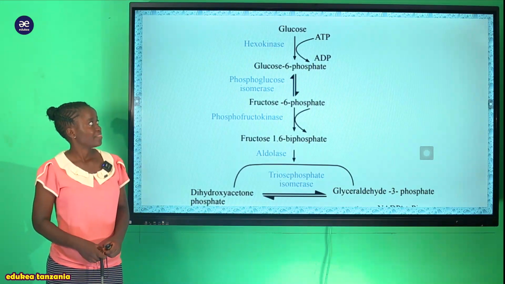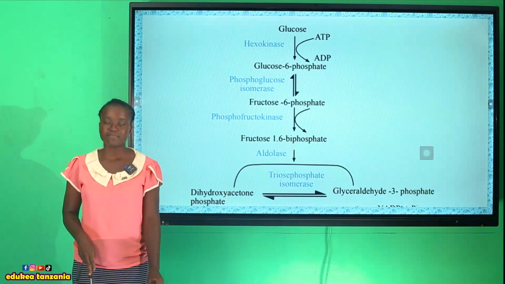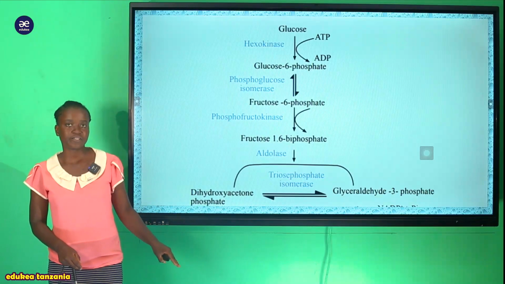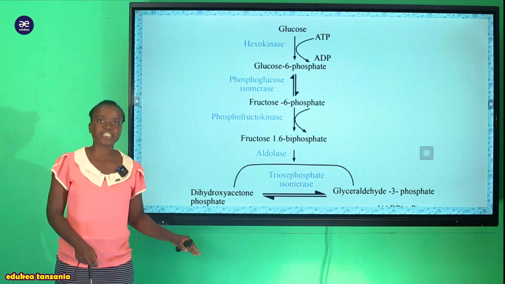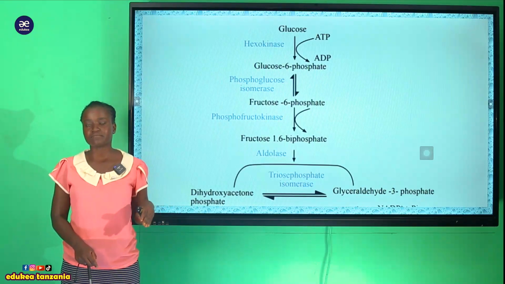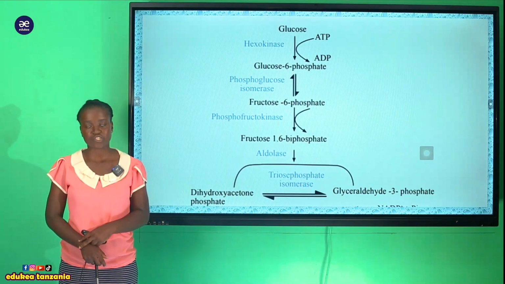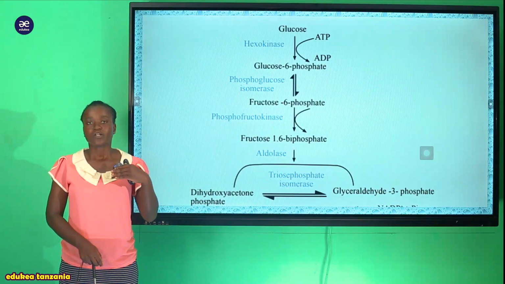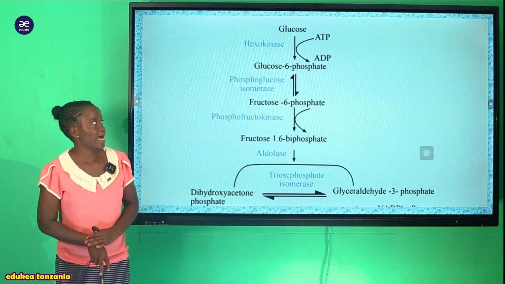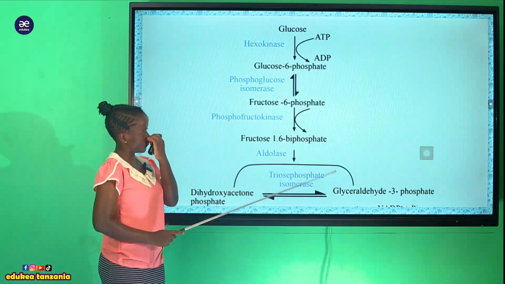We are saying that the first stage is glucose. My students, before discussing this figure, you have to know that the process of glycolysis is under the control of enzymes. So at each stage there must be the presence of an enzyme which will catalyze that reaction to form a certain product. So here in the first stage of glycolysis we see the presence of glucose.